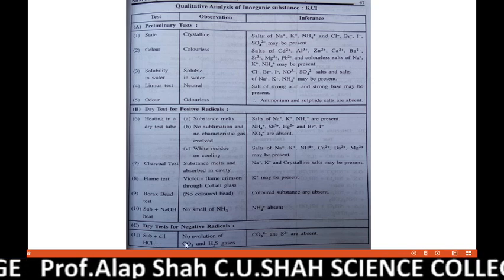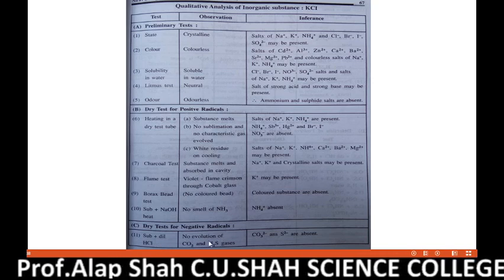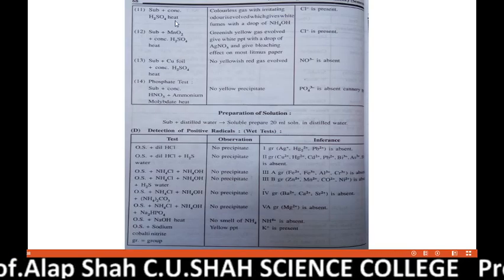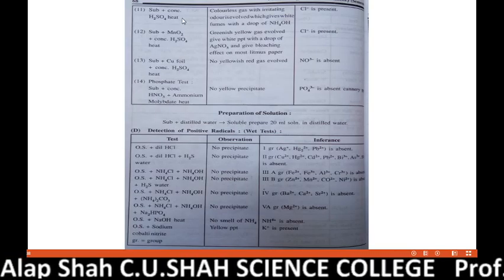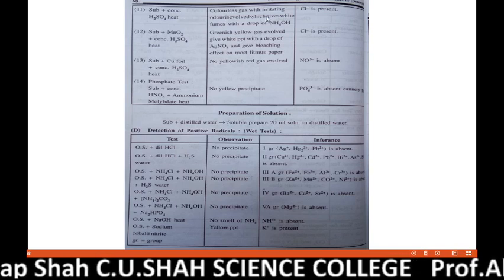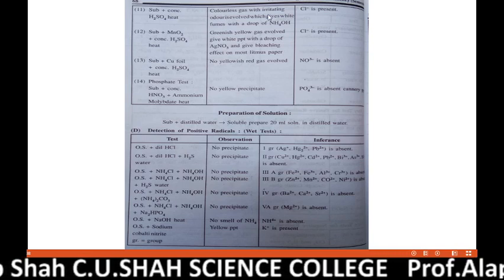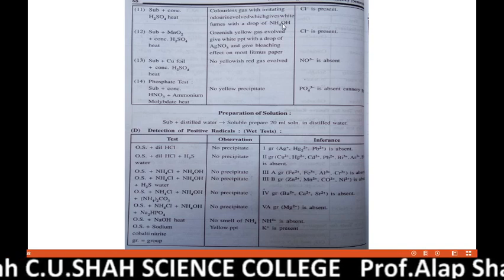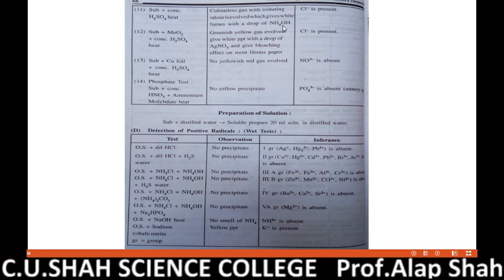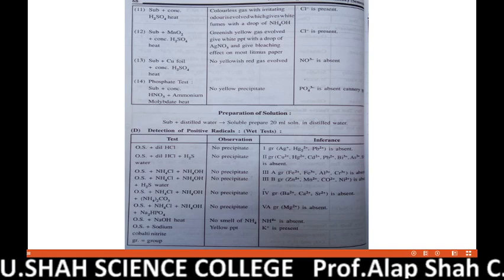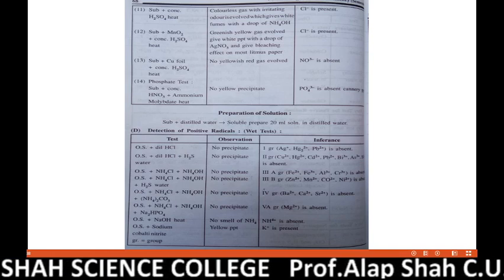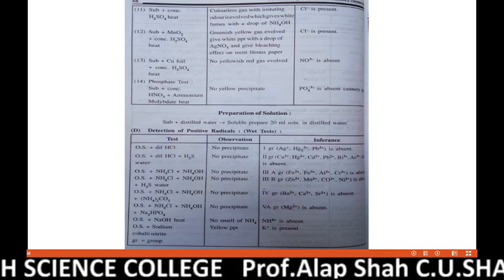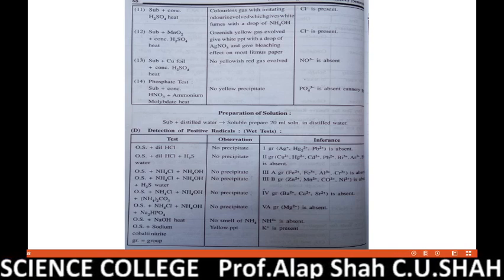Negative, first test with HCl, no evolution of gas, so carbonate and sulfide are absent. With sulfuric acid, when it is heated, a colorless gas is evolved. So whenever we dip the glass rod into the NH4OH solution and keep that glass rod near the mouth of the test tube, we get very bright fumes of NH4Cl. So that is indicating Cl minus.